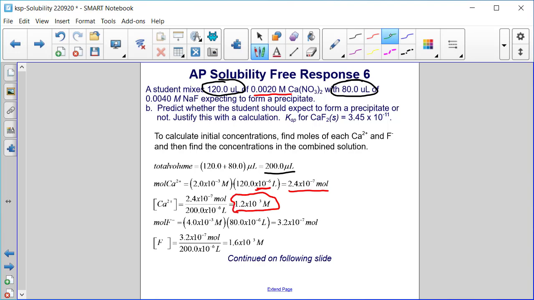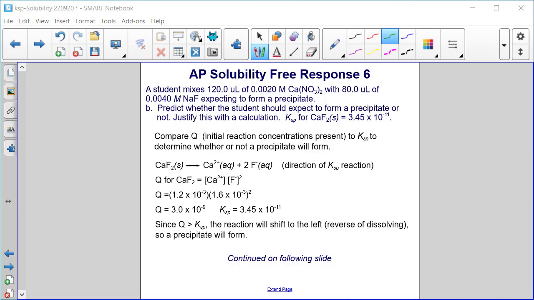We can repeat that for the fluoride ion. So 0.0040 molar sodium fluoride is 4 times 10 to the minus 3 molar fluoride ion. And multiplied by the volume 80 microliters, 80 times 10 to the minus 6 liters, gives us 3.2 times 10 to the minus 7 moles of fluoride, divided by the total volume, 200 times 10 to the minus 6 liters. So an initial concentration of 1.6 times 10 to the minus 3 molar. Now that we know the initial reaction concentrations present, let's compare Q to Ksp.